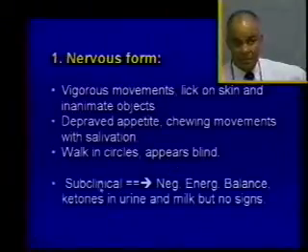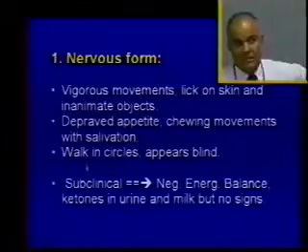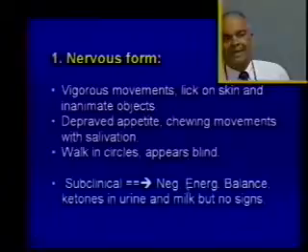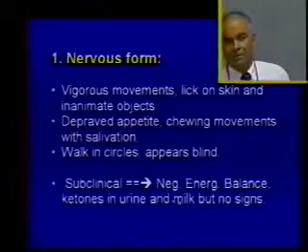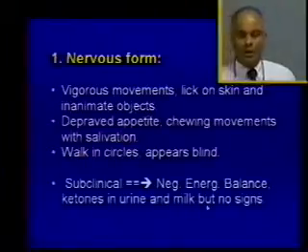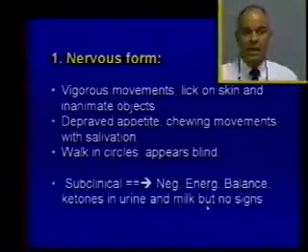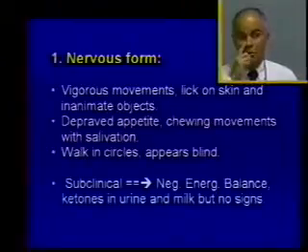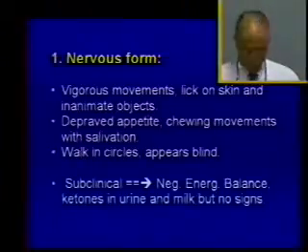And in the subclinical form, which is not as bad as the severe form, the animal enters what we call a negative energy balance. Ketones are present in the urine and the milk, but there are no clinical signs. When the animal is in this negative energy condition, the hypothalamus and the ovaries shut down, and the animal does not begin to cycle postpartum.